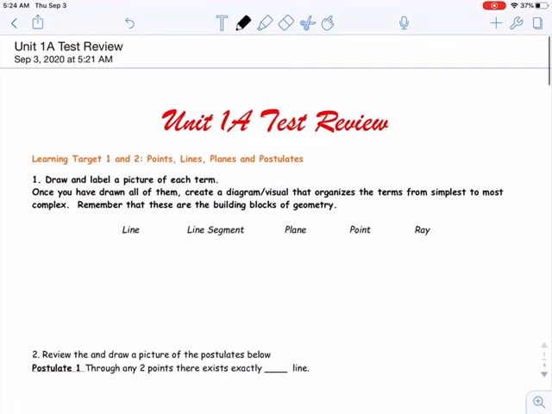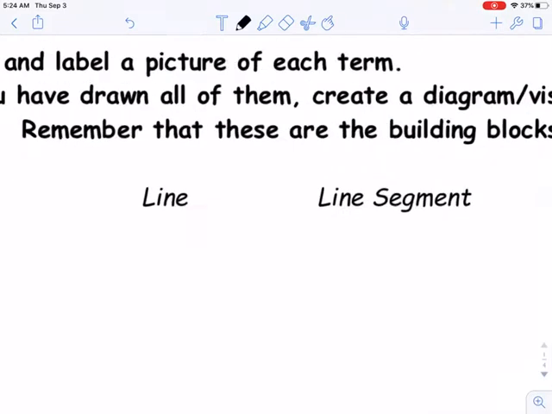Good morning, students. We're going to do the Unit 1A test review, and this is just an opportunity to refine our skills before the test. So we're going to draw and label a picture of each term. Once you have drawn all of them, create a diagram/visual that organizes the terms from simplest to most complex. All right, remember these are the building blocks of geometry.